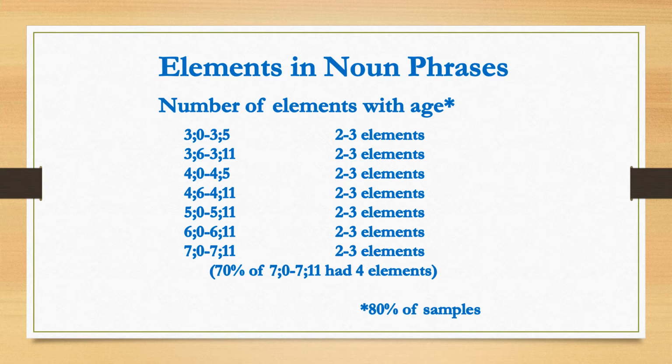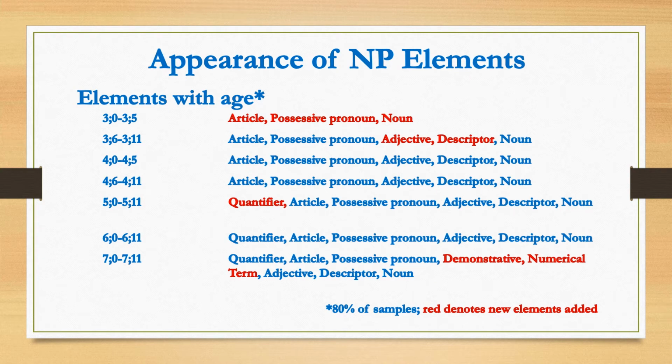Although by age 7, 70% of the children were occasionally using 4-element noun phrases, this frequency of use did not reach our 80% criterion. What did change with age were the specific elements that children used. On this slide, we have the new elements in red that were added by 80% of the children at each age. The blue elements are ones that continue to be used at each age. The elements are arranged in the order in which they occur in noun phrases.